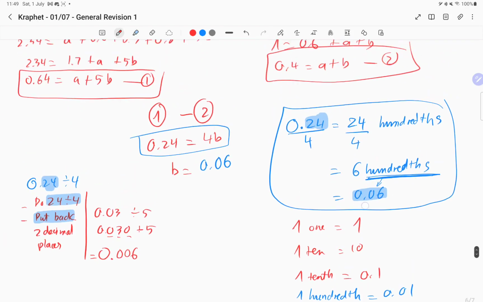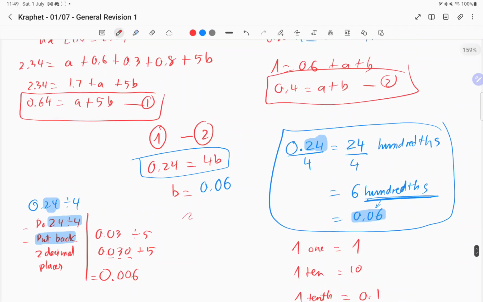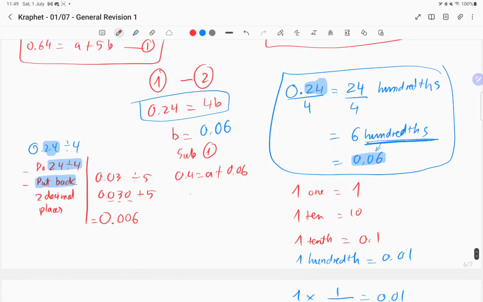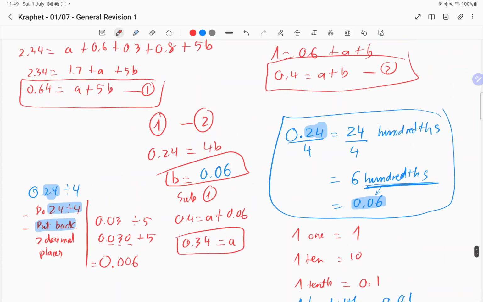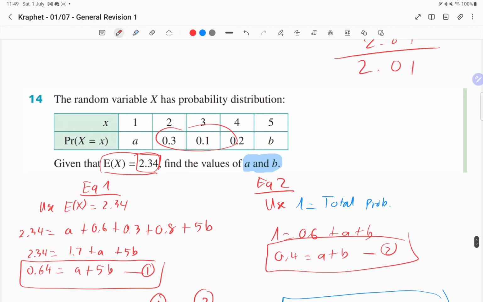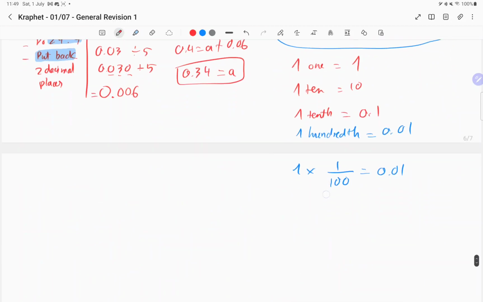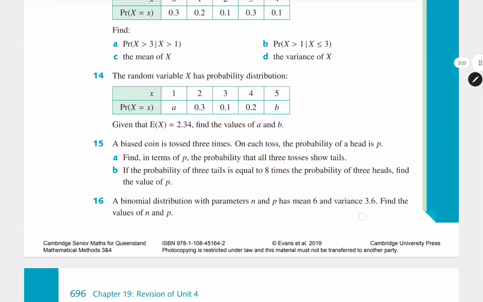Okay, so that's B, and therefore A. So we'll sub this one back into equation 2. 0.4 equals to A plus 0.06. So A would be do the subtraction. 0.34 equals A. Okay, so that's your A and B. That's the 2 probabilities. Okay, so this one, the algebra is a little bit strange. It's a little bit different.